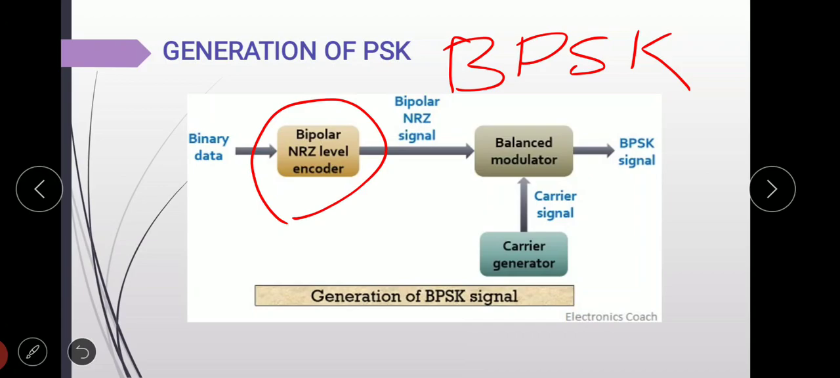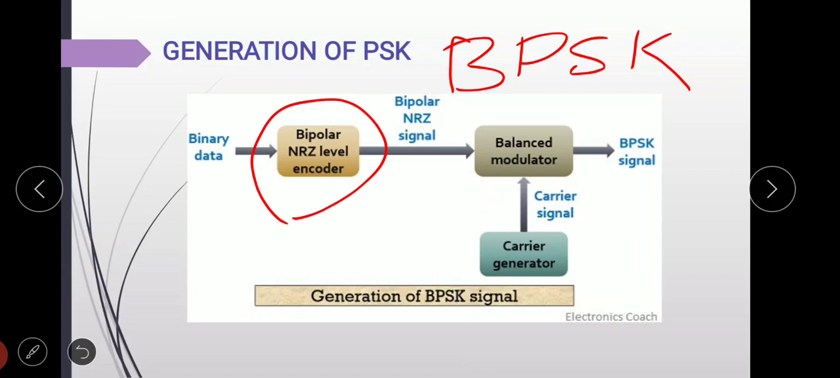Then in a balanced modulator we have to give two inputs. One is the output of this encoder and another input is given from the carrier generator, or we can say local oscillator also. It gives the carrier signal to the balanced modulator. Then the balanced modulator at the output gives the modulated signal, so we can say the BPSK signal.